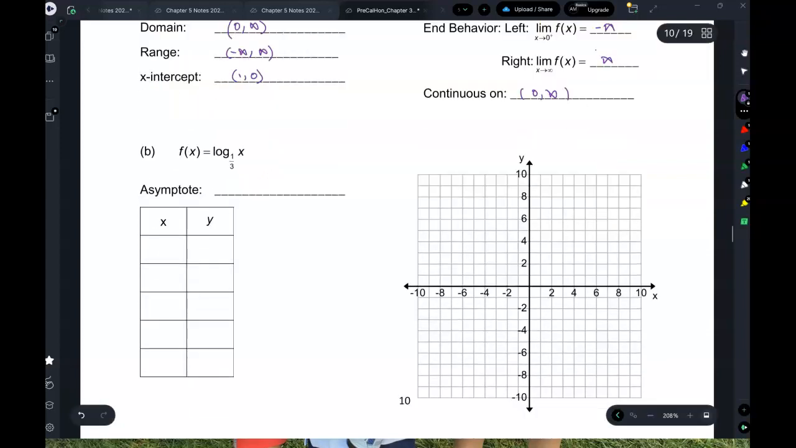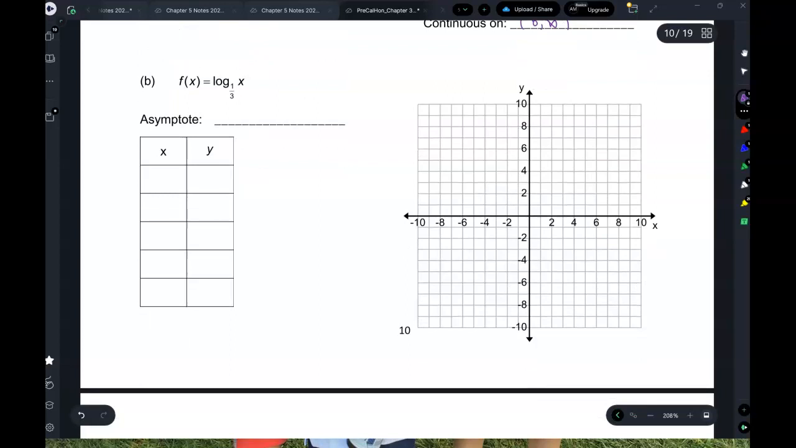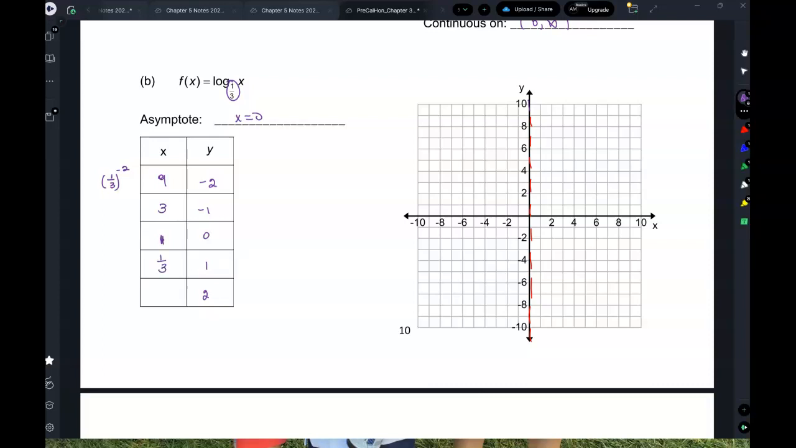Okay? All right, let's do another one. Log base 1/3. So the base is a third, so we're going to go with the powers of a third, right? The asymptote, again, is going to be x equals 0. So, okay, so what are the powers here? I'm going to go from -2. These are going to be my exponents. Okay? So 1/3 to the -2, that's 9, or 3, or 1, 1/3, 1/9.